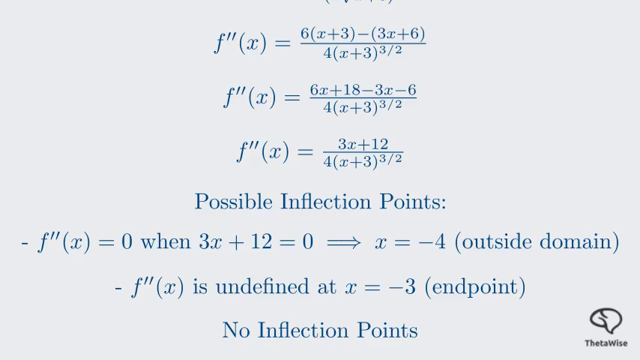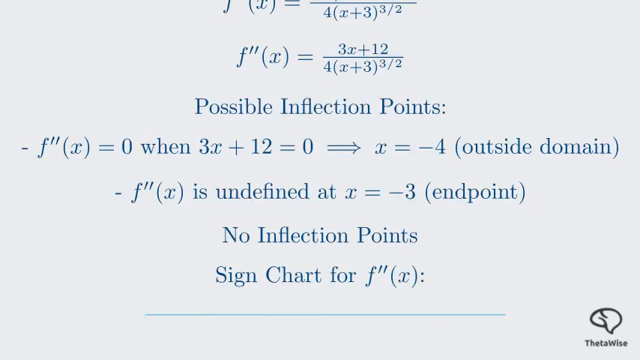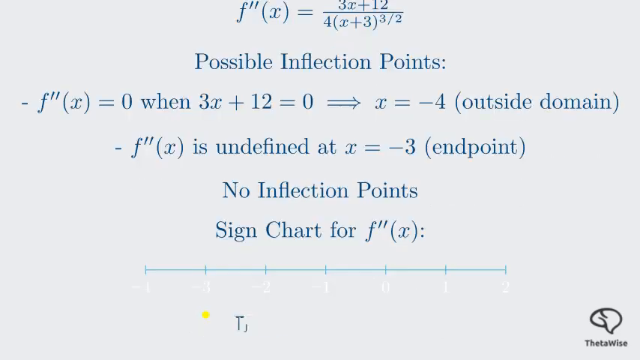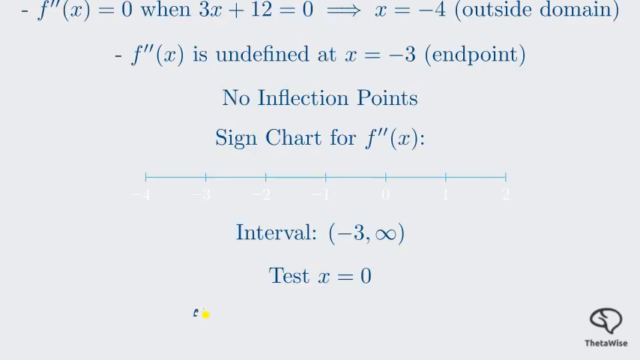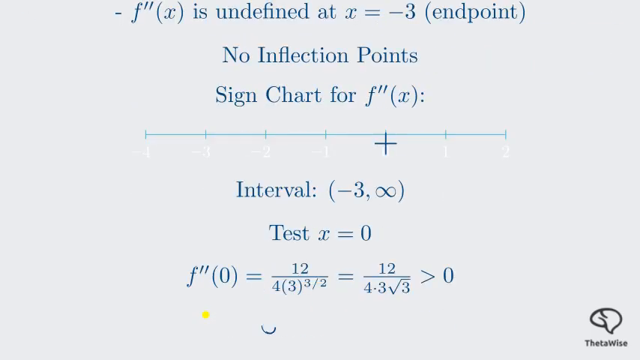Let's create a sign chart for the second derivative. We only need to consider the domain, which starts at negative 3. We place negative 3 on the number line. This creates one interval within our domain. Let's test a value in this interval, say x equals 0. F double prime of 0 is 12 over 4 times the square root of 27, which is positive. So the function is concave up on its entire domain, from negative 3 to infinity.